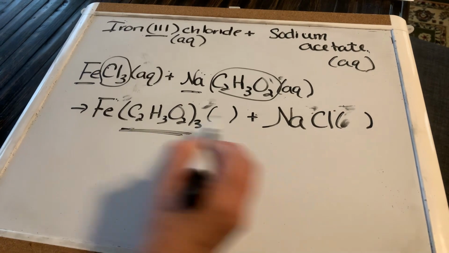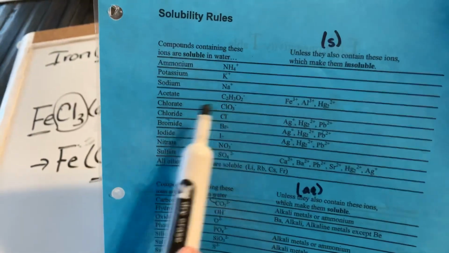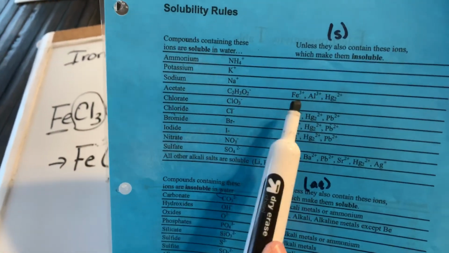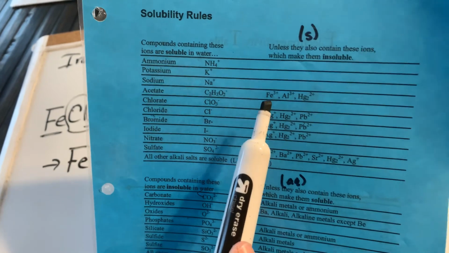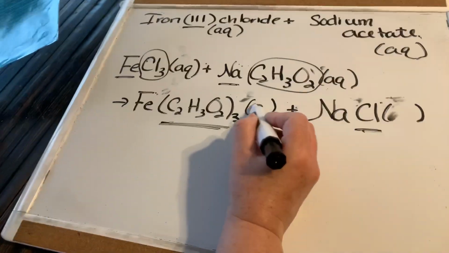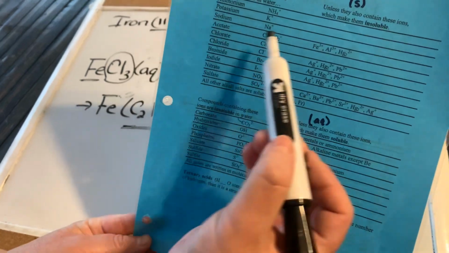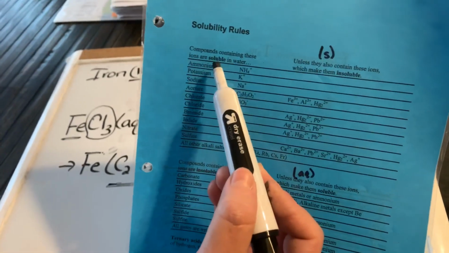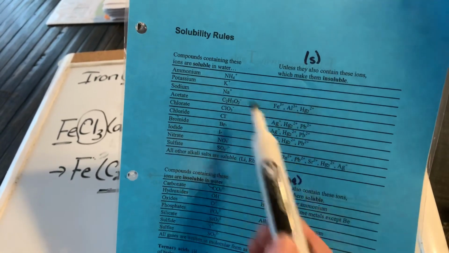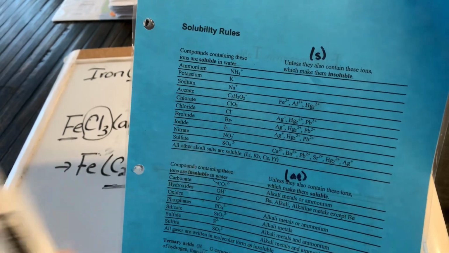Again, we're going to look at our negatives. Okay? So, acetate, right here. Acetate is soluble unless it's with iron plus 3. Oh, look what we just found. It is with iron plus 3, isn't it? So guess what? That's a solid. Okay? So again, acetate is soluble, which means it's aqueous, unless it's with iron plus 3, aluminum plus 3, or Hg2 plus 2.